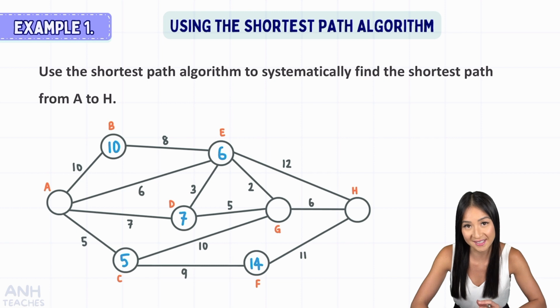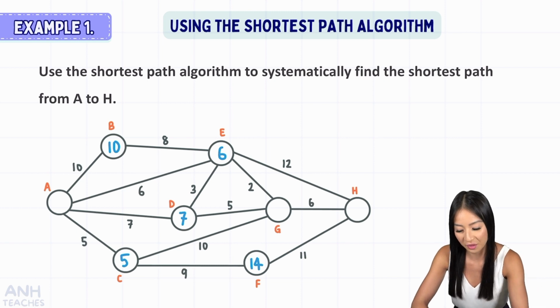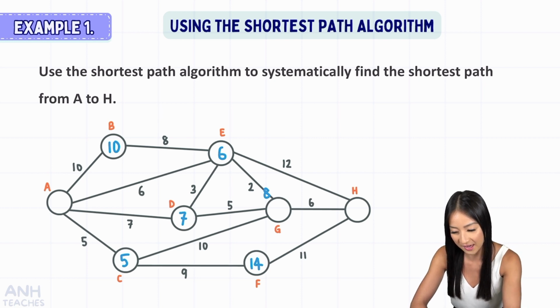Next, I'm going to look at vertex G, which has 3 main options to consider. From this minimum of 6, I need to add 2, that's 8. From this minimum of 7, I need to add 5, that's 12. And from this minimum of 5, I need to add 10, that's 15. So out of these 3, 8 is definitely the minimum, and that's what I'm going to write there.